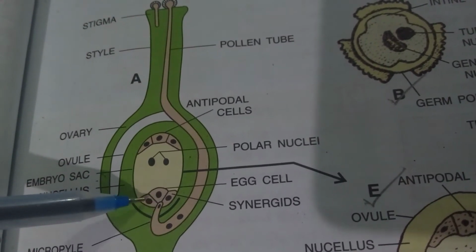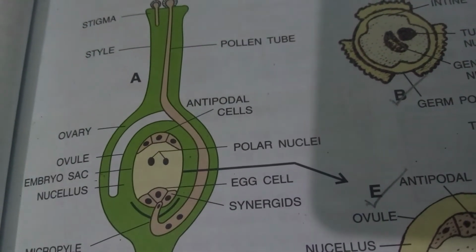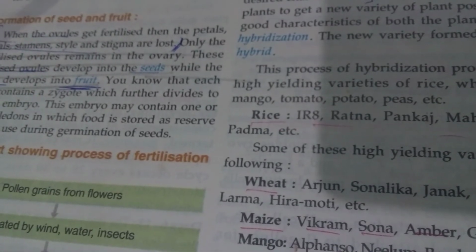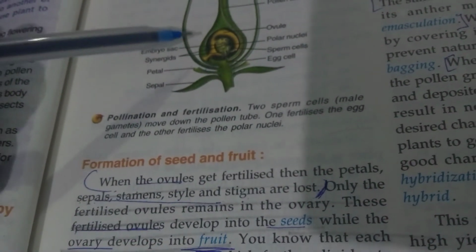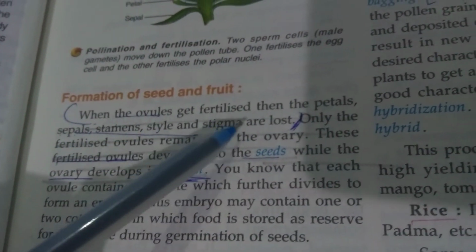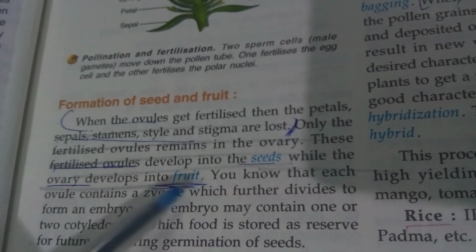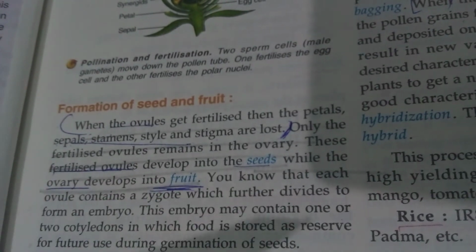What happens to this? These synergids, the antipodal cells die off. So after fertilization, what do we find? We find that the sepals, the petals, the anthers and the stigma and style all fall off. Only the zygote remains. So underline in your book this, that the petals, sepals, stamen, style and stigma are withered off or die off. Ovary will develop into fruit, this outer part, and the ovule will develop into seeds.